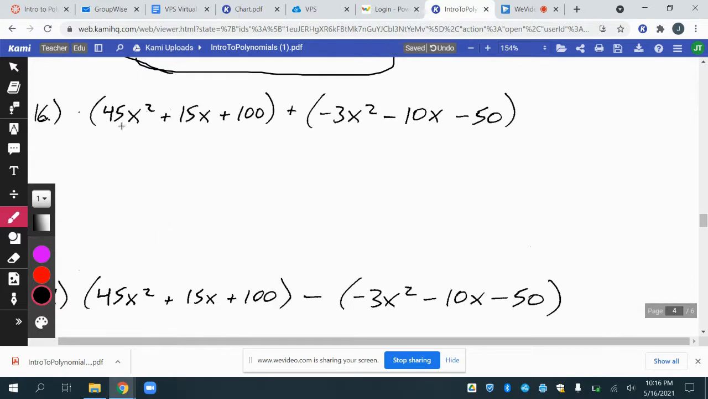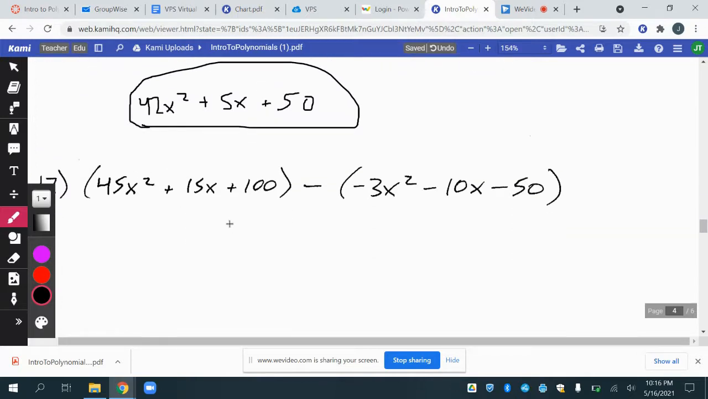Okay, we're almost through. 45, this is a plus, so that means that the parentheses are not going to do anything. So I'm going to end up with, try it on your own. And here's the answer. 45 minus 3 is 42x squared plus 5x. I'm adding 15 x's with negative 10 x's. That's 15 minus 10 is negative 5. And 100 minus 50 is 50. And that, my friend, is the answer.